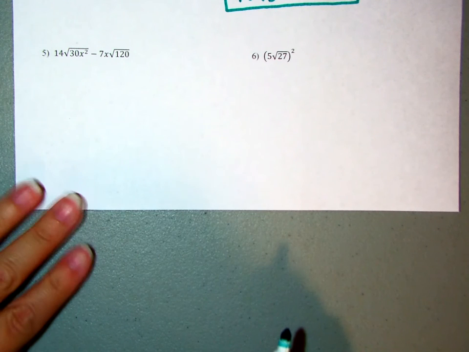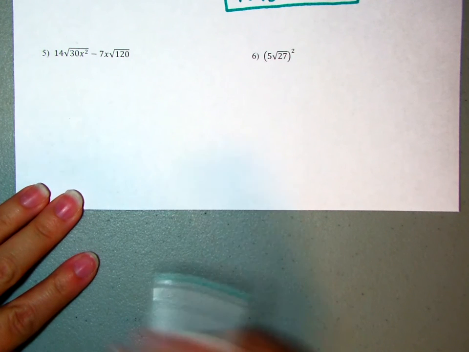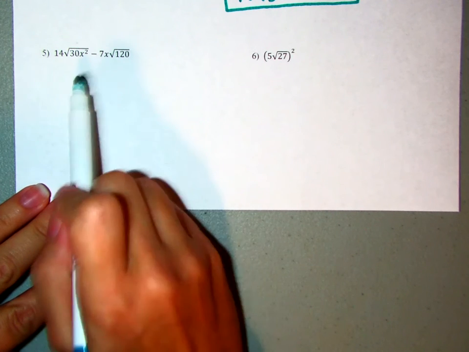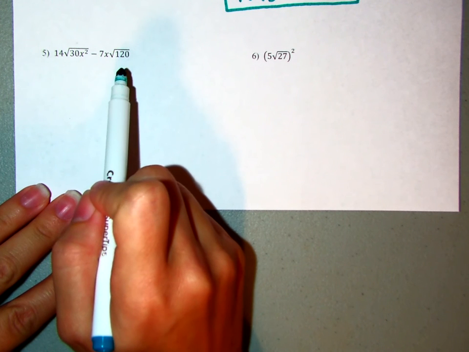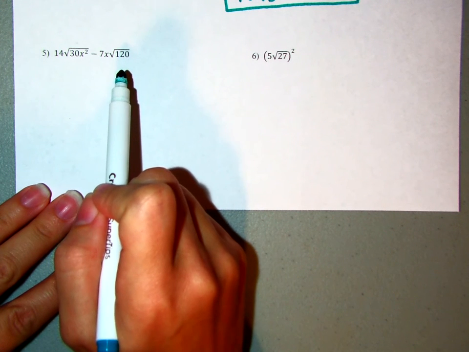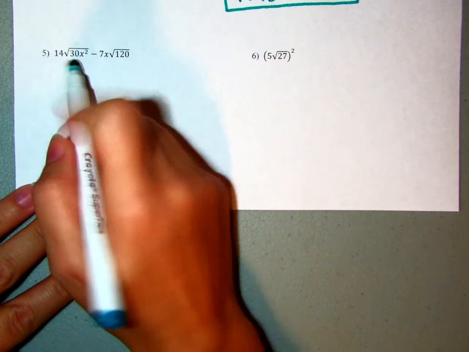This is numbers 5 and 6, and we're still simplifying. When we're doing this again, when we're trying to combine our like terms, we have to make sure that they're completely alike in order for us to be able to combine the coefficients. So we're going to look at this.